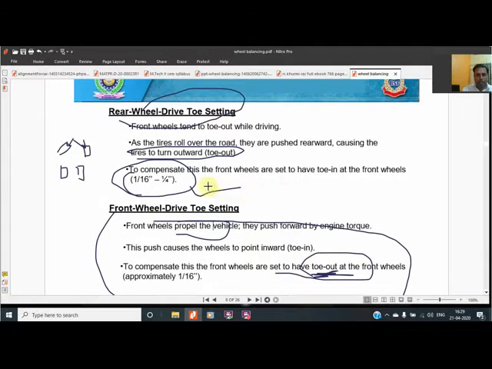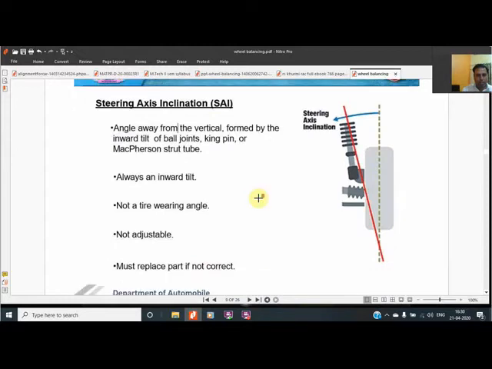And toe in is given because when a vehicle gets up to a certain speed, they are adjusted by giving a certain amount of toe in.